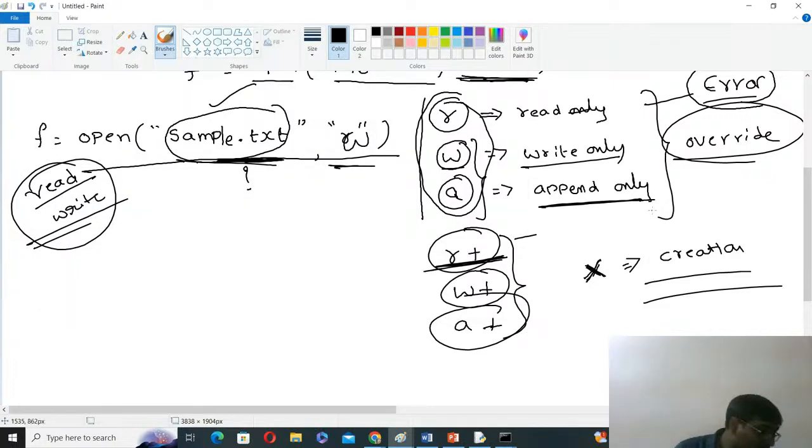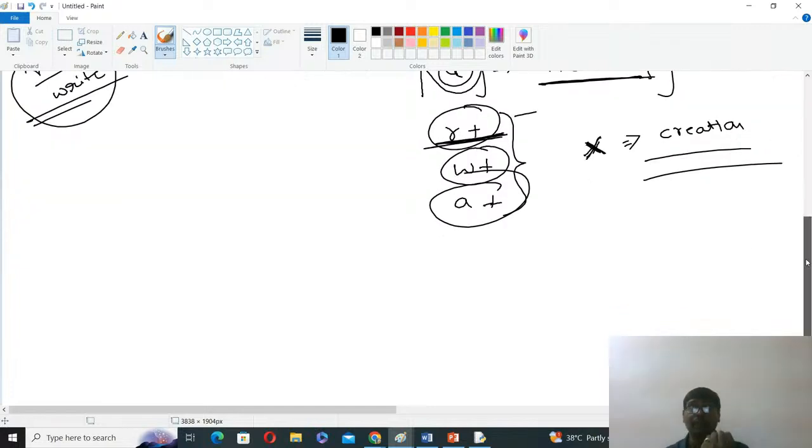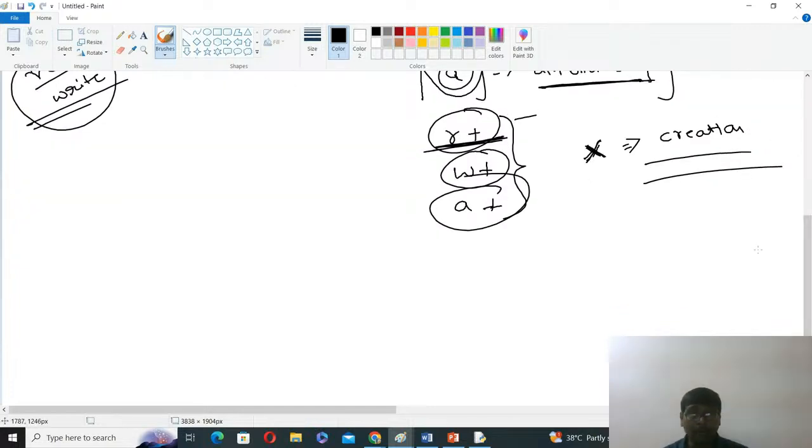Read operation means reading information from the file. The method name is read. Read is the method which is used to read information from the file. So from which file? One file object is created, f.read().